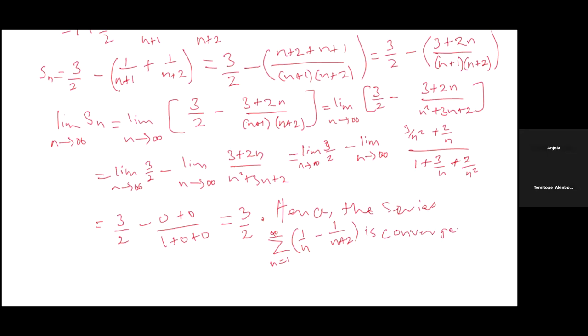You want to say it's divergent because it converges to a value greater than 1? No, this is not a common ratio. The 3 over 2 is not a common ratio. Do you understand that now? The series we have obtained is not a geometric series. It's a telescoping series. So don't mix them up.